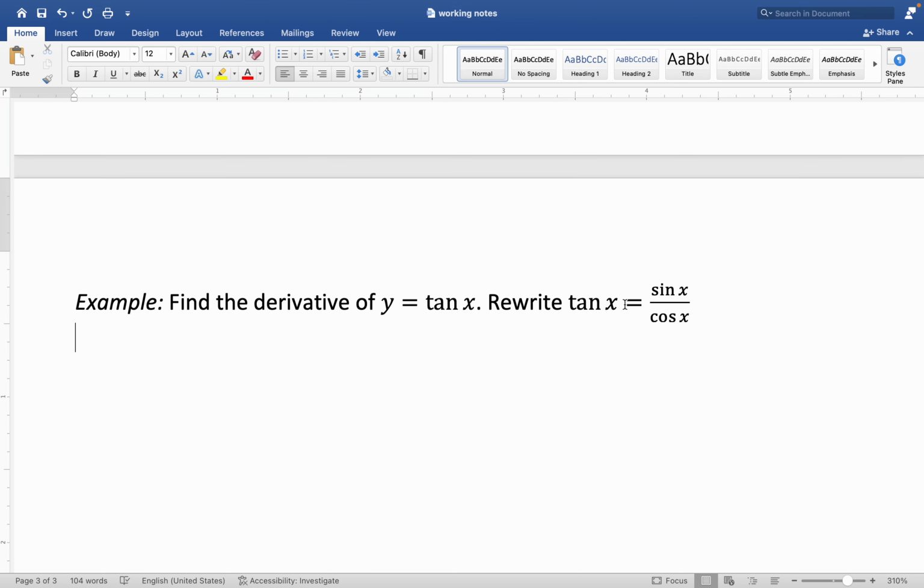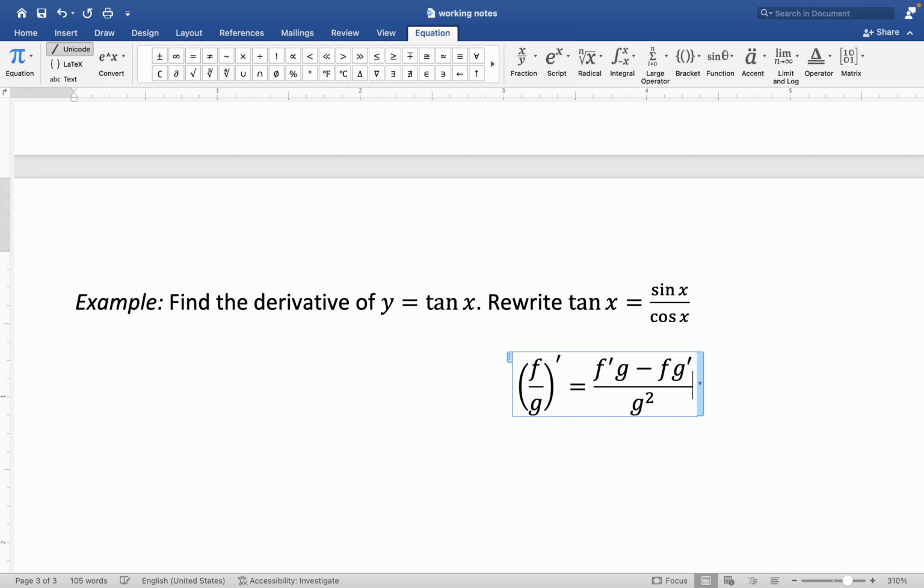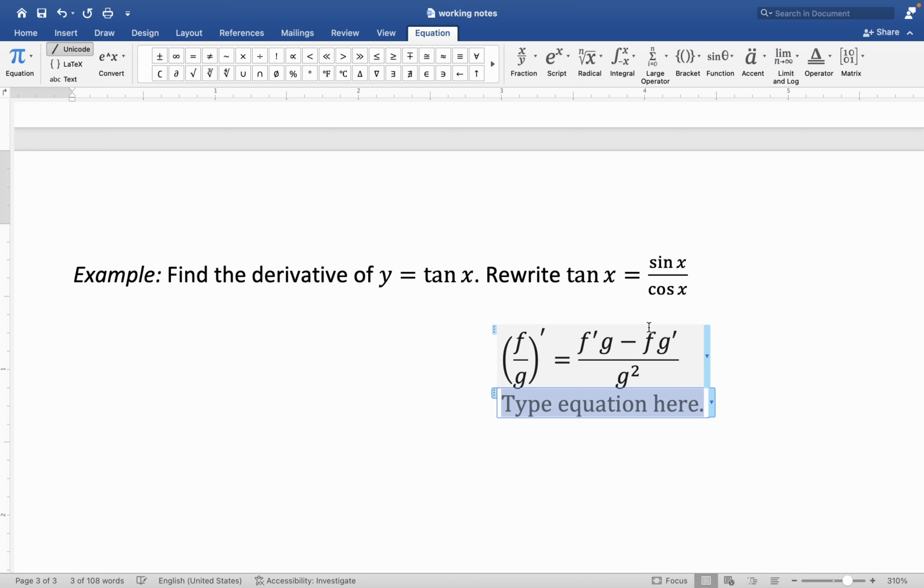So we have to rewrite tangent as sine over cosine, and then I can find the derivative using the quotient rule. So let me once again type the quotient rule so that we have it in front of us. It's (f over g) prime is f prime g minus f g prime, all over g squared. So there's the quotient rule. To use this, we just have to figure out what's f, what's g. f is the top function, which is sine. g is the bottom function, which is cosine.